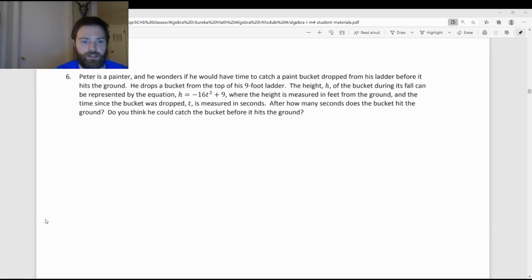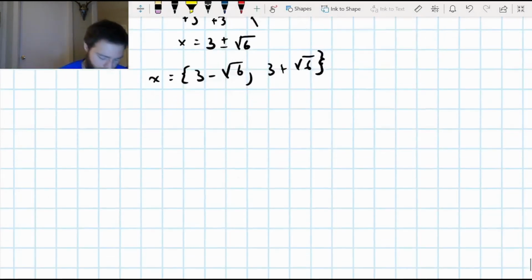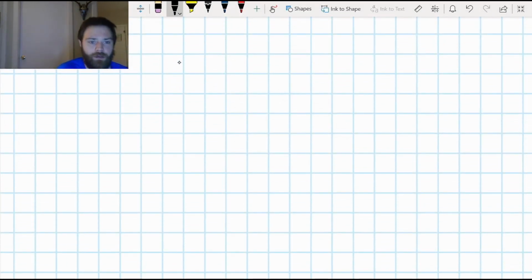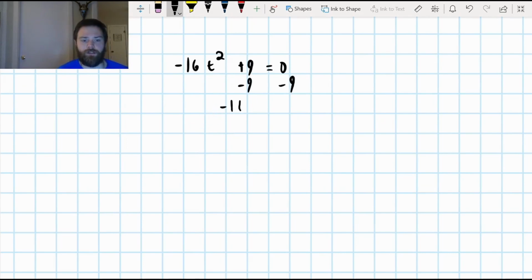Well, -16t squared plus 9, we're going to find out when that hits the ground. And so we can do this one of two ways. We can factor like we did earlier. We can factor out a negative, and then we can solve it that way. But we're actually going to solve it a different way. So all I'm going to do here is subtract 9 from both sides of the equation. So I get negative 16t squared equals negative 9.